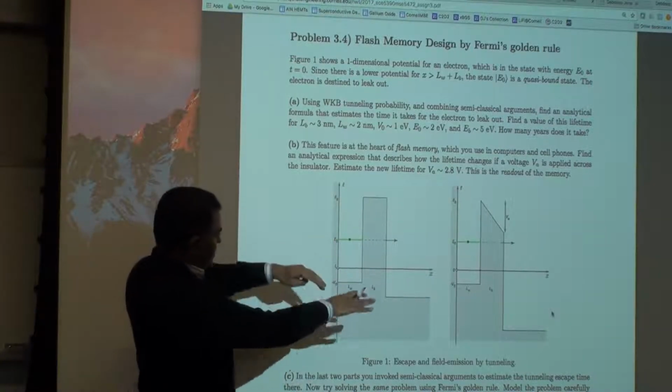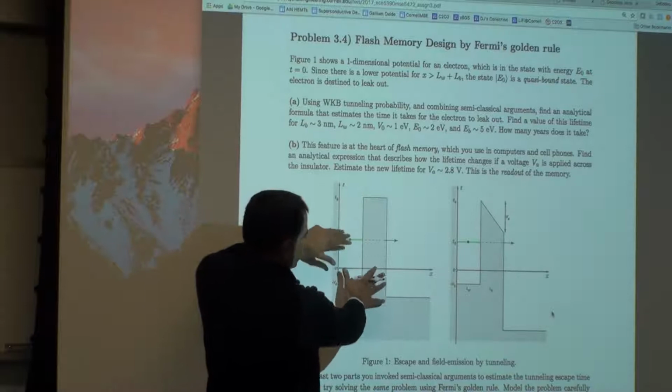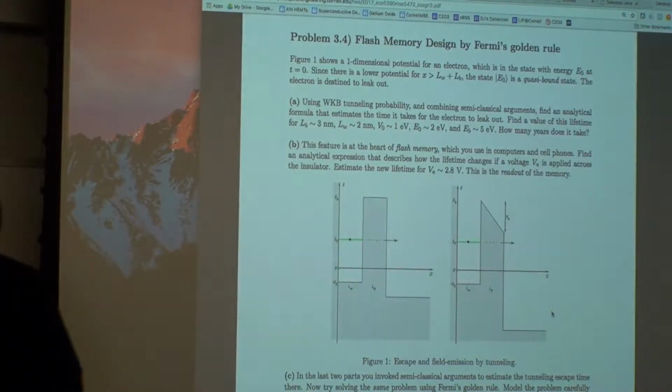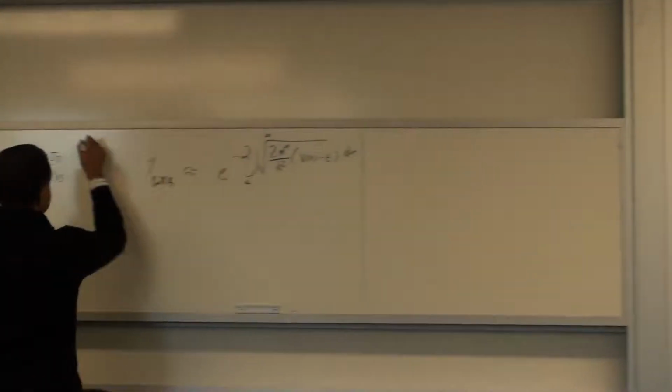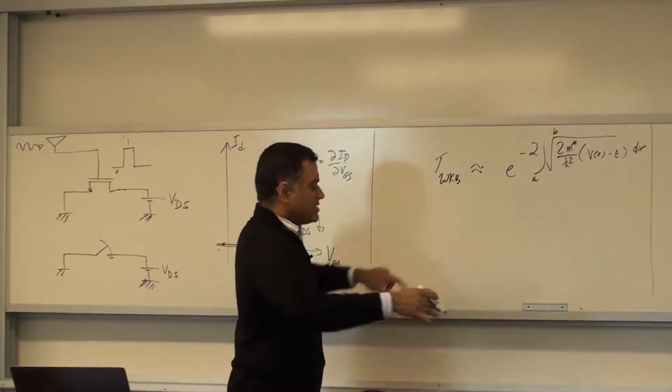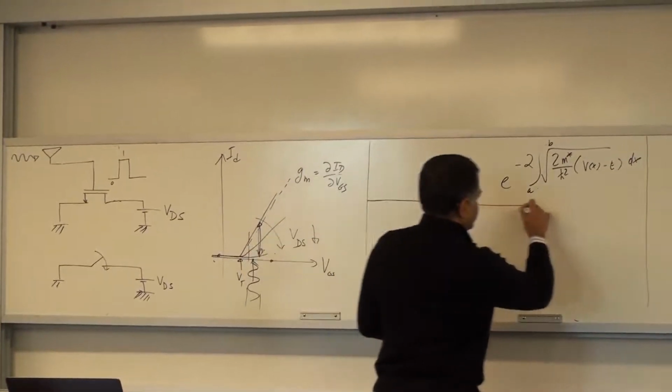Think about the problem a little bit. Essentially, you will have an initial state. Remember, the Fermi golden rule idea is, I'm saying that you will recover the WKB result and all that from Fermi golden rule here. So it's a slightly different way of looking at the same problem.